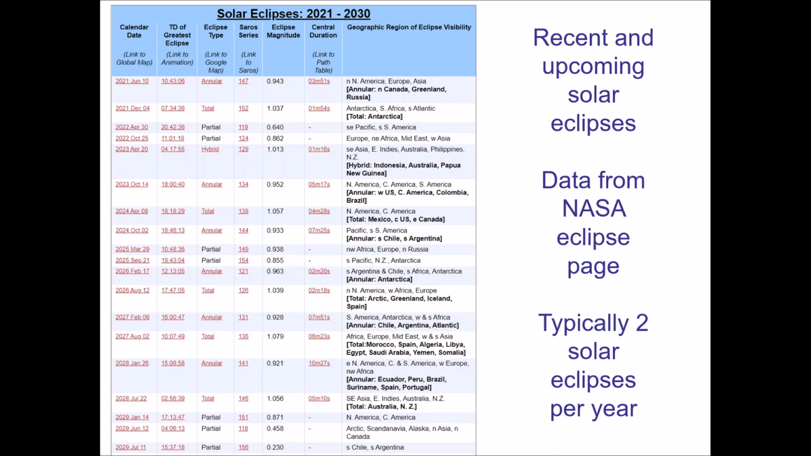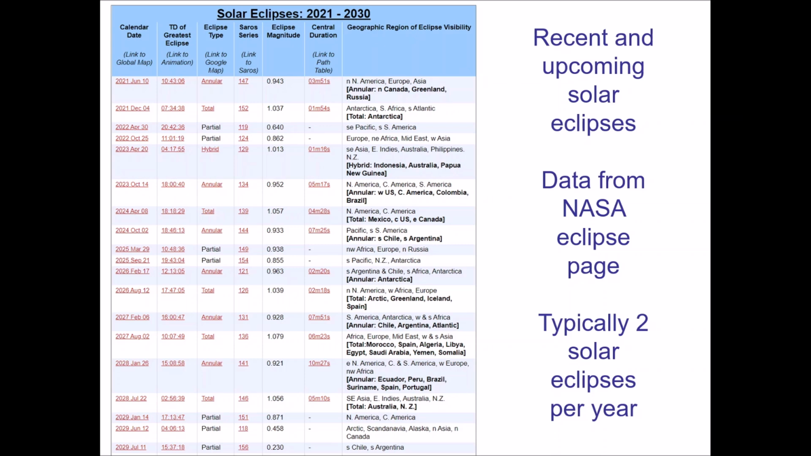If you want to go somewhere, you go to Greenland. You want to go to Greenland? You want to go to Iceland? Let's go to Spain. I think Spain's a little bit nicer than Greenland. No offense, Greenland. But August 12th, 2026? That sounds like a plan. That's the next total.